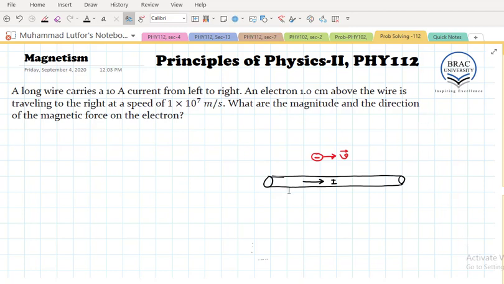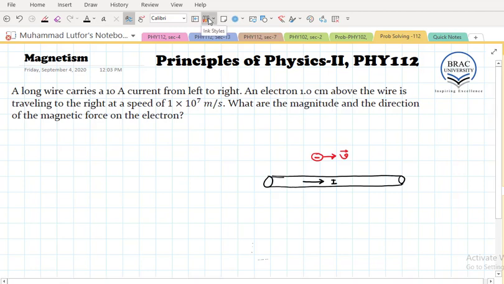This is a long straight wire which carries a current of 10 ampere from left to right. An electron 1 centimeter above this wire is traveling towards the right at a speed of 1 × 10^7 meter per second. Then what would be the magnitude and the direction of the magnetic force on that electron?